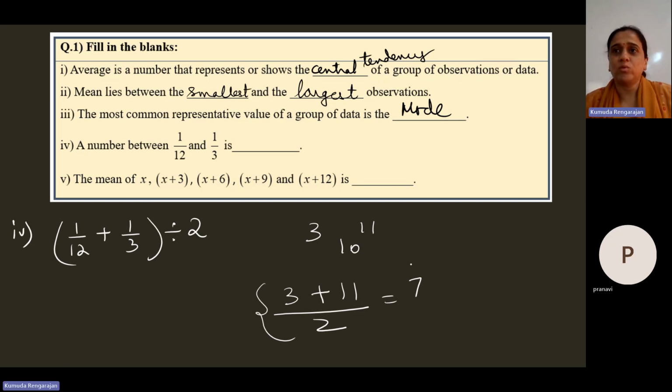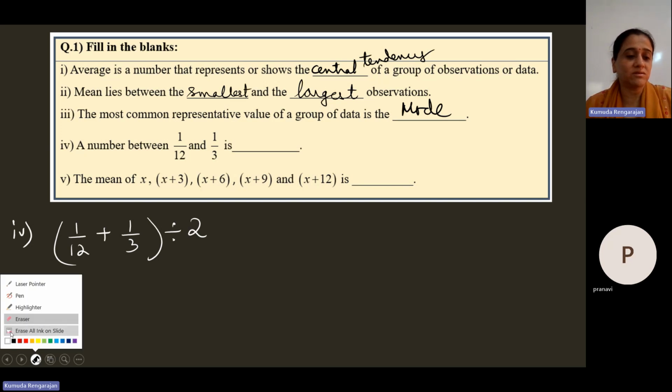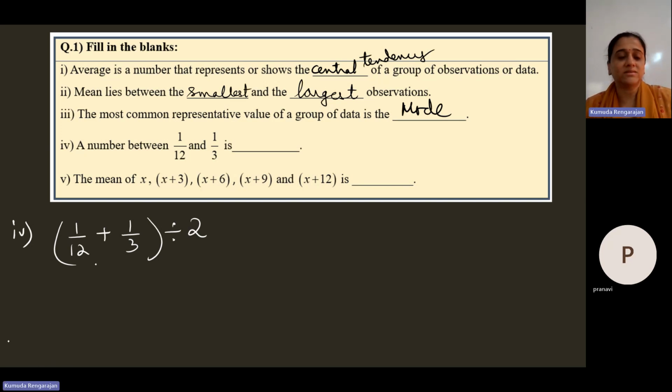So in this case, you have to work with 1 by 12 and 1 by 3. So what do you do? Add the two numbers and divide by 2. Understand the procedure? Add the two given numbers and divide by 2. Show some expression, children.